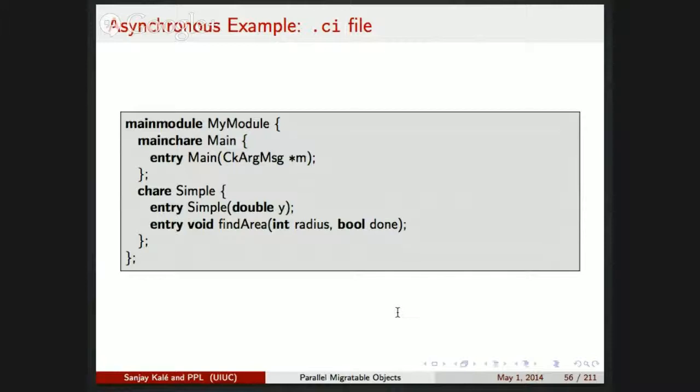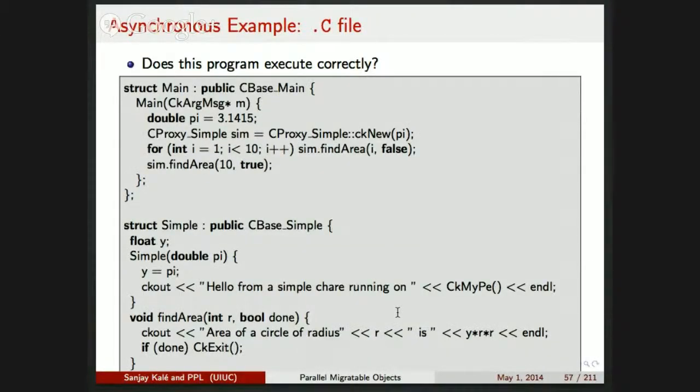So here's just another example of, again, a very simple system, except now we have this entry method. Here we have an example program using this slightly different simple char. Unlike before, where the simple char actually computed, it took 2 arguments in the constructor and computed the area right there. Now instead, we create a char, and then 10 times in a row, we call find area.